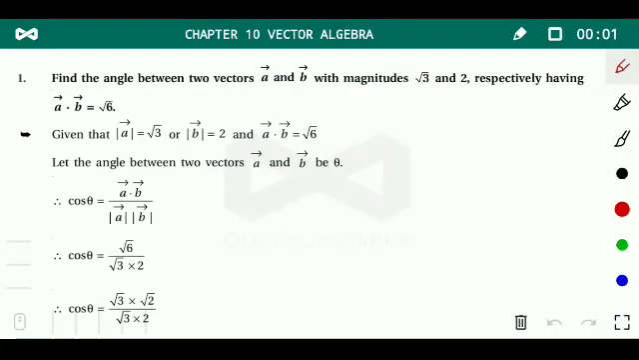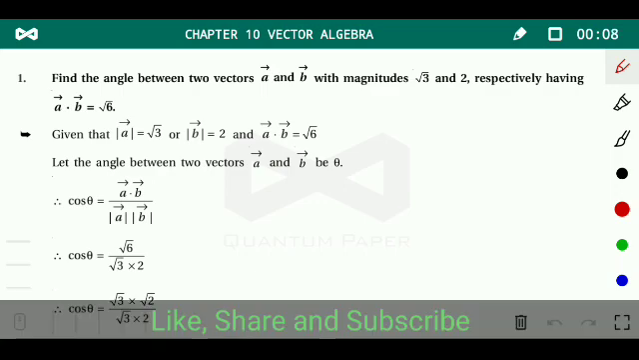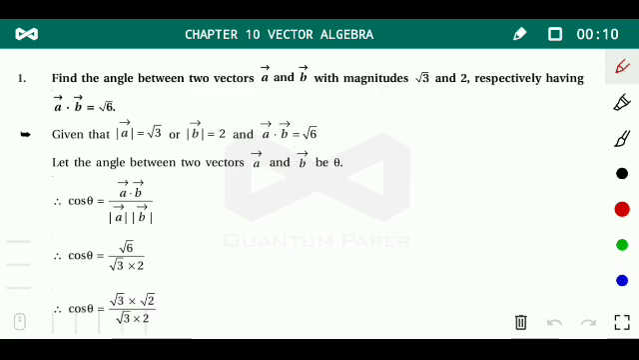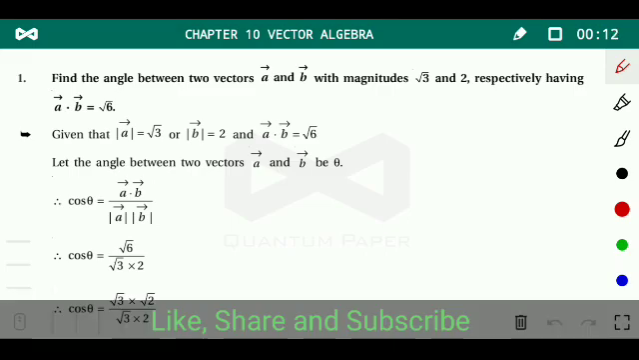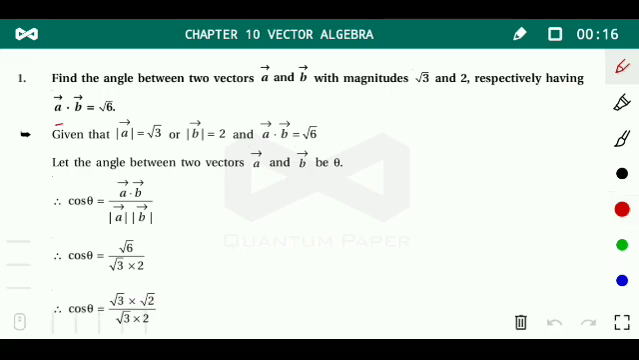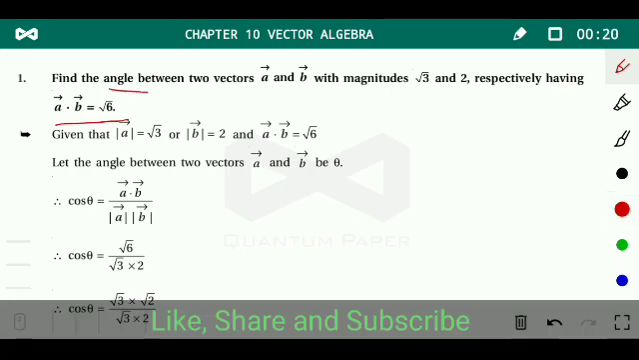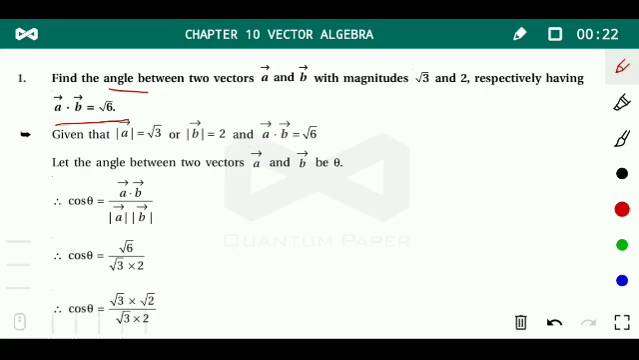Question number 1. Find the angle between two vectors A and B with magnitudes root 3 and 2 respectively, having vector A dot vector B equal to root 6. So here the dot product is given and we have to find the angle. So we have to recall the formula for the dot product.